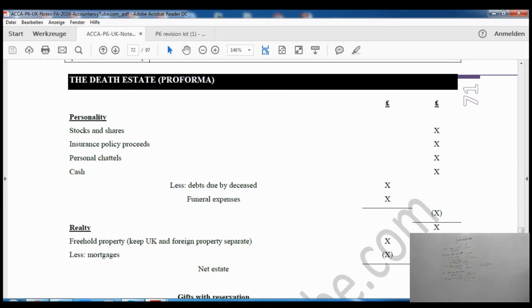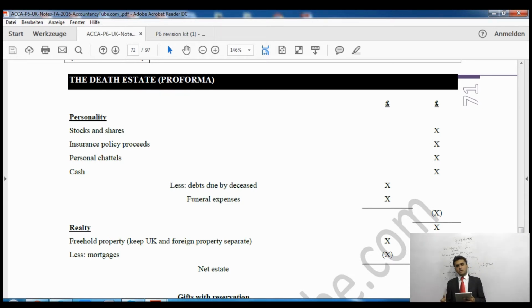Right then. So first of all, we'll take the stocks and shares and insurance policy proceeds. Then if you have any personal chattels, we'll have to take that, and cash as well. That's due by the deceased person. So if a deceased person has to pay something to someone else, that will be deducted.